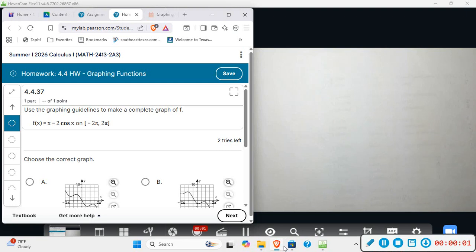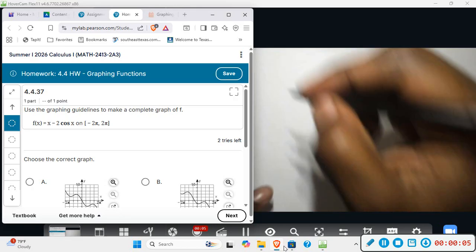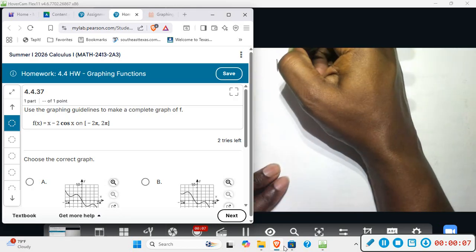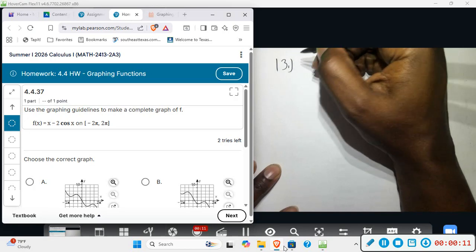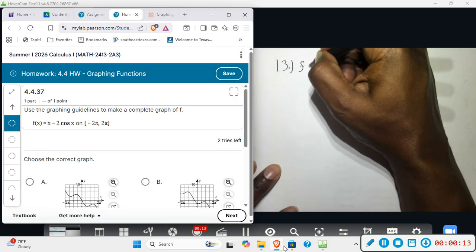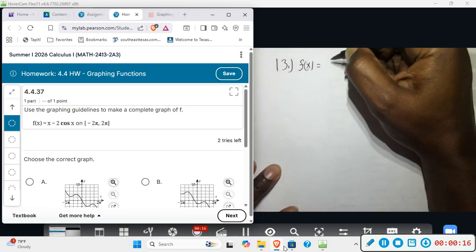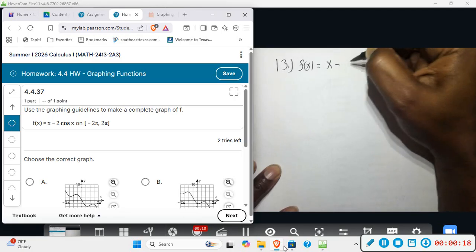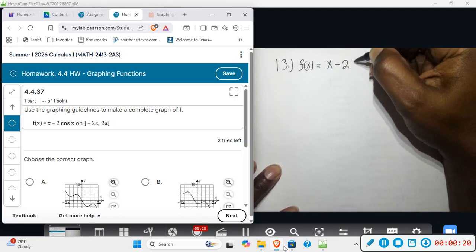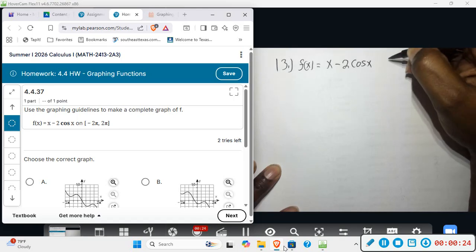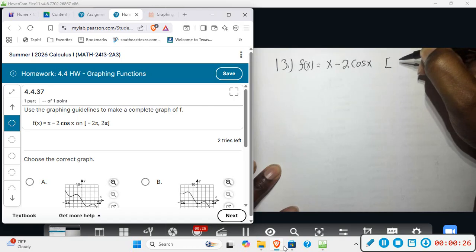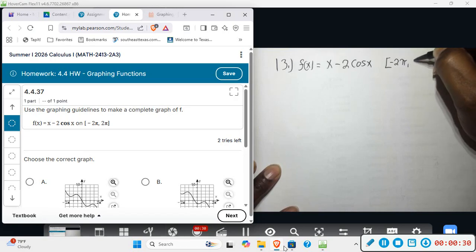All right, question number 13. I'm going to use the graphing guidelines to make a graph of the function. All right, again, we have the answer choices, so we'll simplify as much as we can. X minus 2 times cosine of x. And we have our domain. Domain is from negative 2 pi to positive 2 pi.